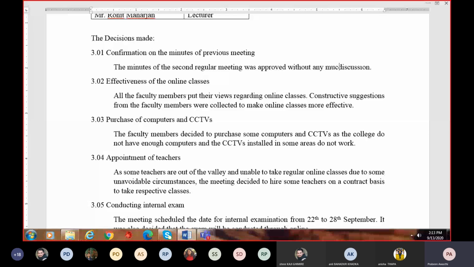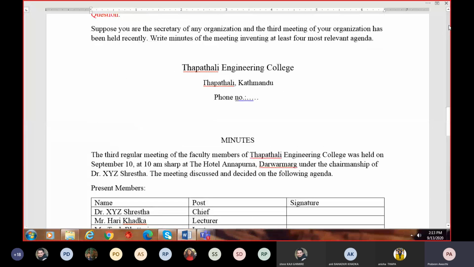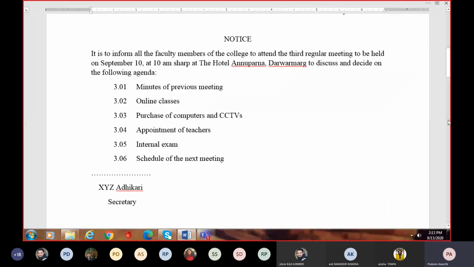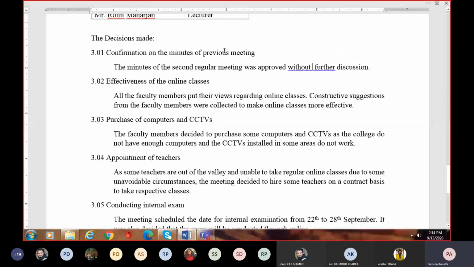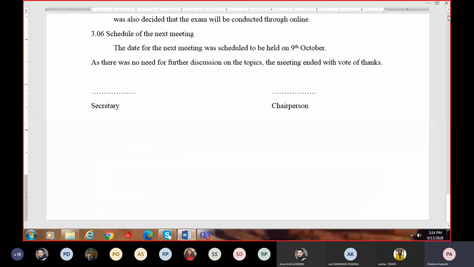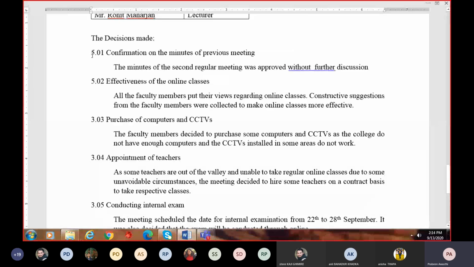Last time that same case occurred, I taught writing the fifth meeting to some of the students of BEI, and then I edited this same notice and saved it. I taught them the fifth meeting, so if you have to write minutes on the fifth meeting, then you go for 5.01, 5.02, 5.03. As it is the third meeting, write down 3.01, 3.02.